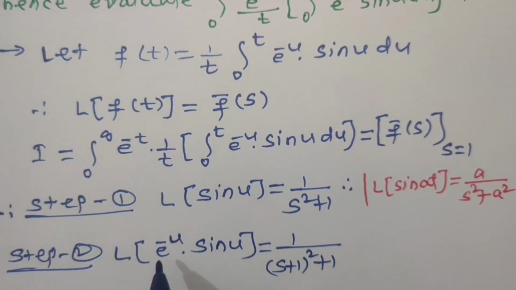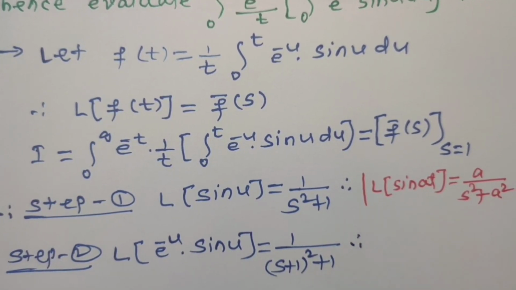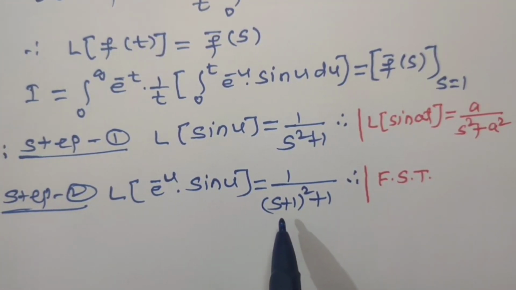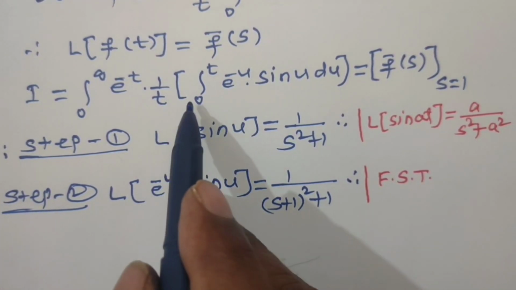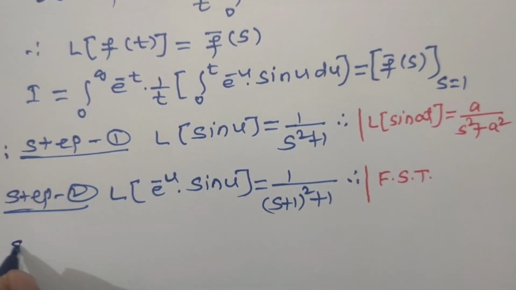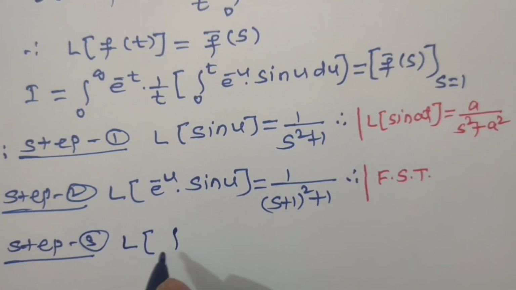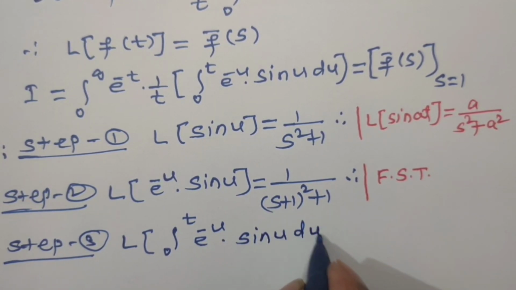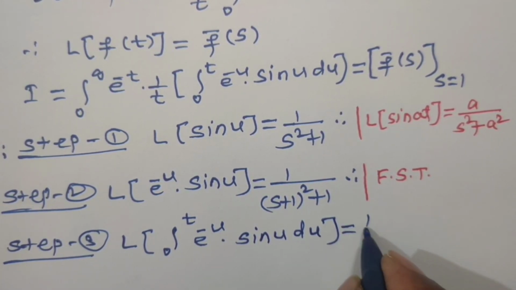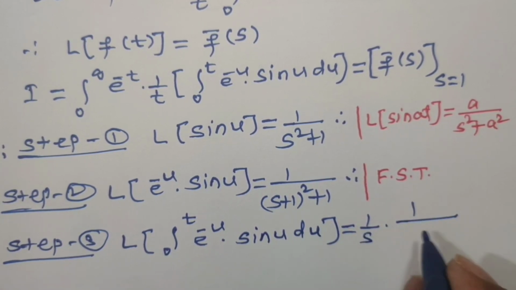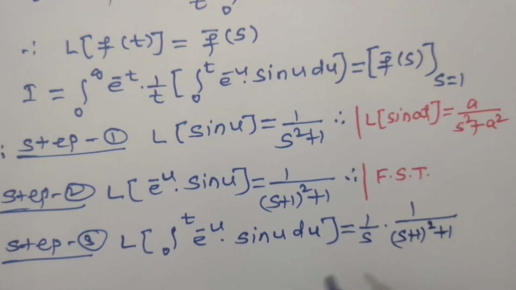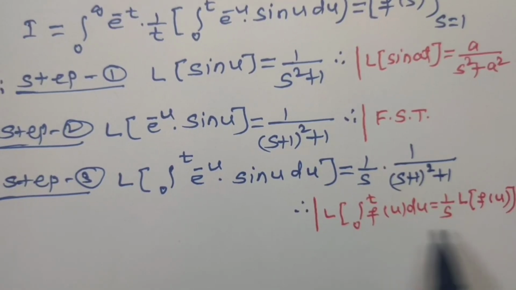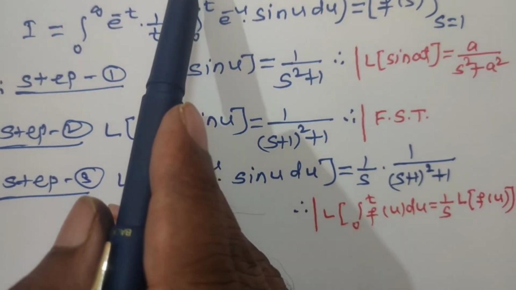Here sin u is multiplied by an exponential function, so applying the first shifting theorem, in f bar of s we have replaced s by s plus 1. Now the Laplace transform of this whole bracket. Step number 3. Laplace transform of the integral from 0 to t of e to the power minus u into sin u, integral with respect to u, is equal to 1 upon s into 1 upon (s plus 1) square plus 1. And this is because of the Laplace transform of an integral property. So applying this property, and now 1 upon t into this.